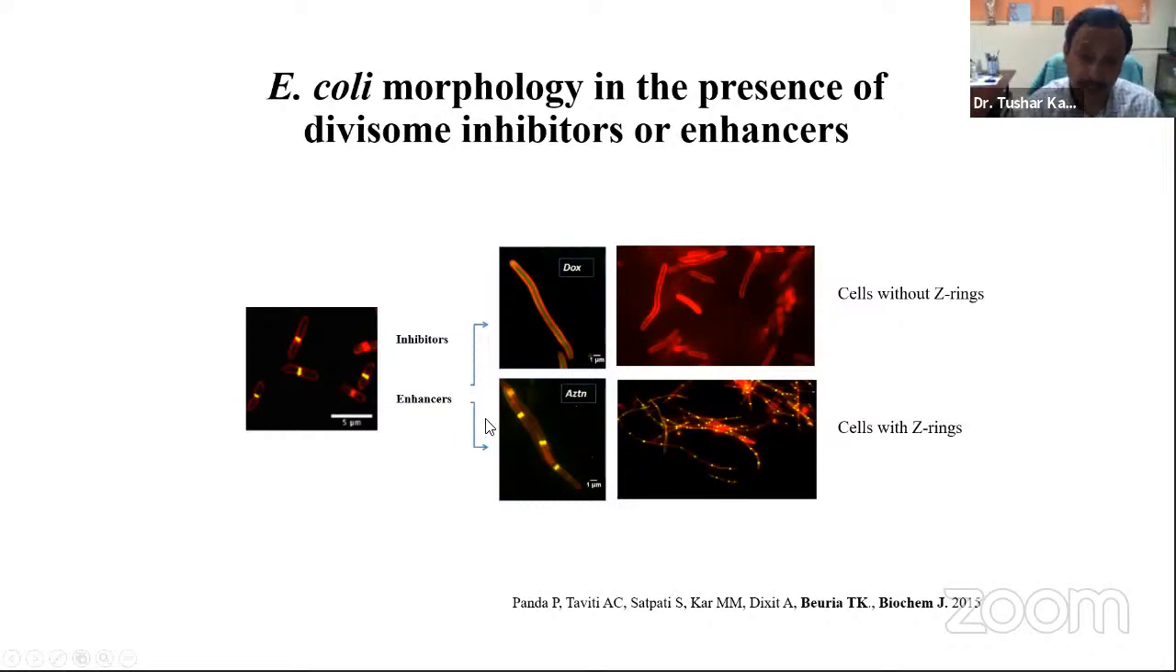And in the presence of an enhancer, what the enhancer does is enhance the division complex. That means the division complex will form, but it will not depolymerize. This is actually astronam. This is one of our works which we have not yet published. Here you can see a lot of filamented cells, but having a lot of Z rings. So in both cases, cells will be filamented: this one with a lot of Z rings, and this one without Z rings. But in both cases, the cell will die.